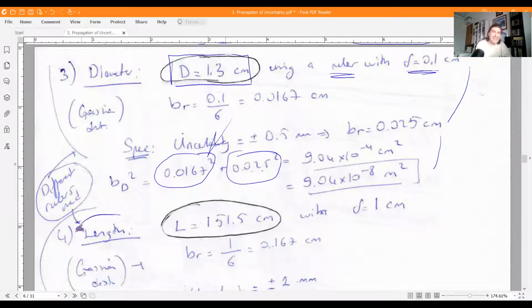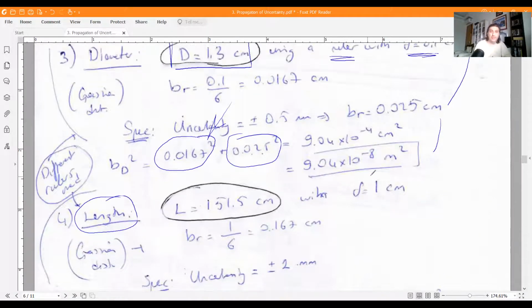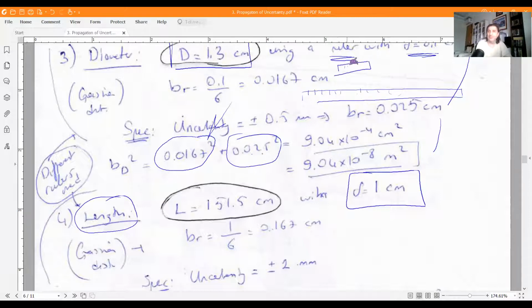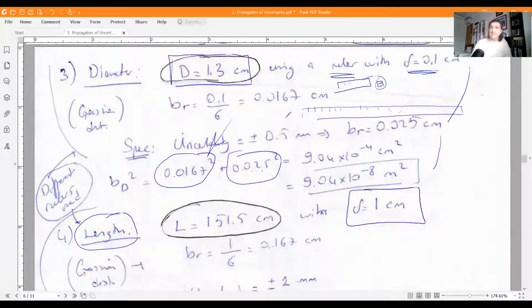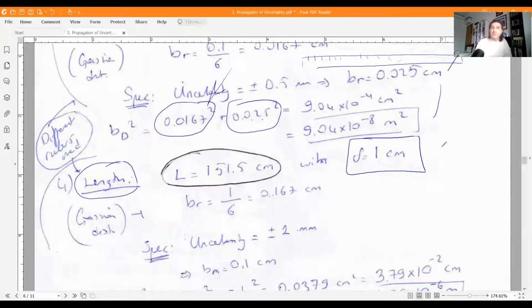And when it comes to the length of this tube or pipe, I am using a different ruler. This time the resolution is 1 centimeter because this is a longer one. So it's divided into 1 centimeter intervals, compared to the diameter, where we had a much smaller ruler with 0.1 centimeters, 1 millimeter resolution. Anyway, a different ruler is used.